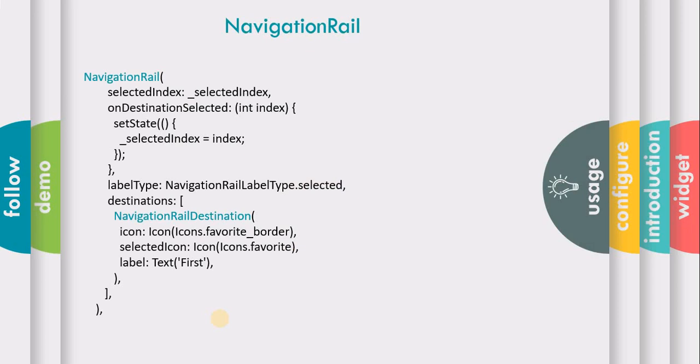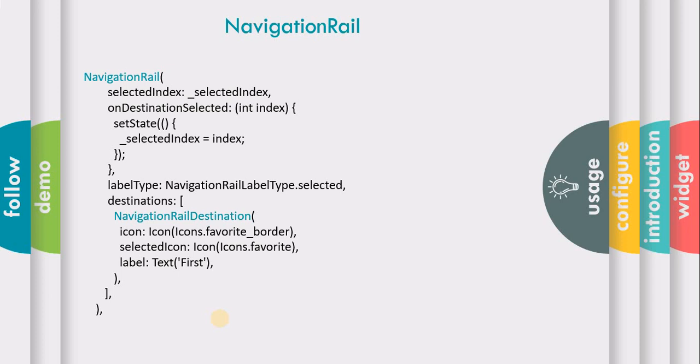Let us see the syntax of the navigation rail. Well, the navigation rail is having the same working attributes just like the bottom navigation bar. Here you can have a selected index, and on destination selected. Here on destination selected means the tab which is selected. Well, it is having a label type property. This property can be used to show or hide the text of the labels.